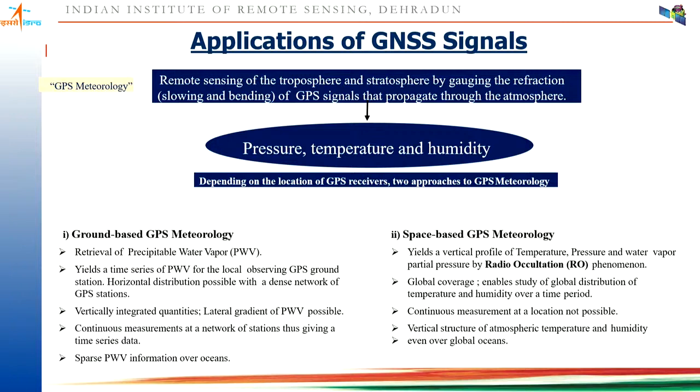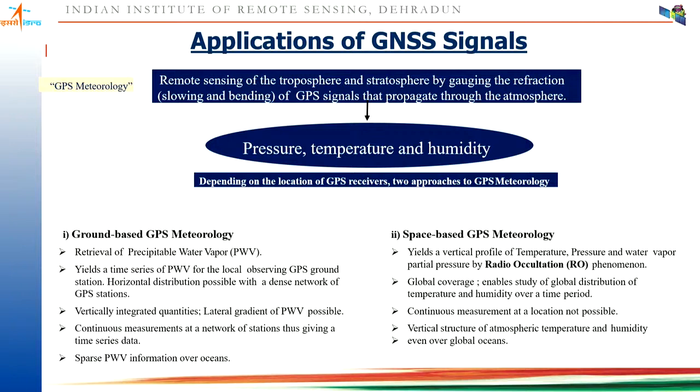Only then, when you apply this water vapor to numerical weather prediction, or maybe other atmospheric studies, will it be more useful. Placing a single station can give information only for a very limited area. Okay, so we need a dense network of GPS stations. Vertically integrated quantities and lateral gradient of PWV are possible. Here there is continuous measurement at a network of stations, thus giving time series data.